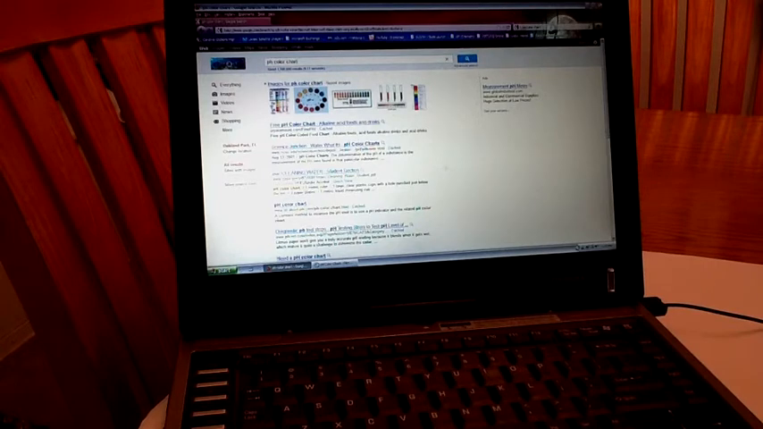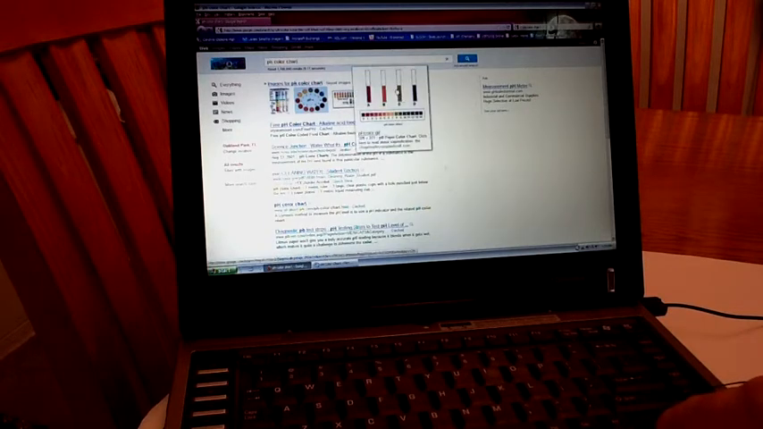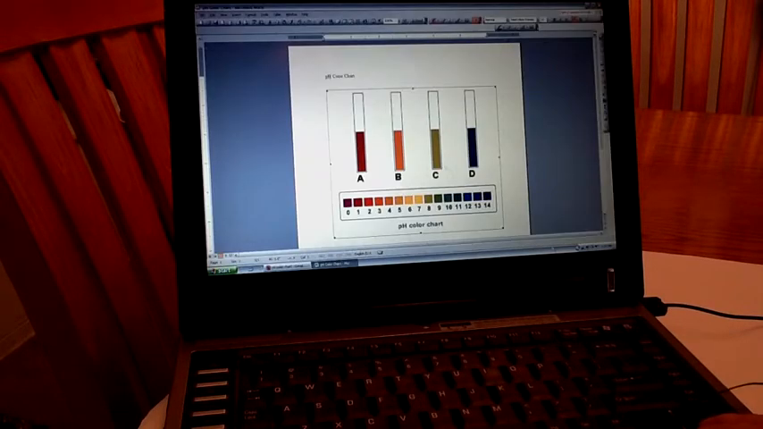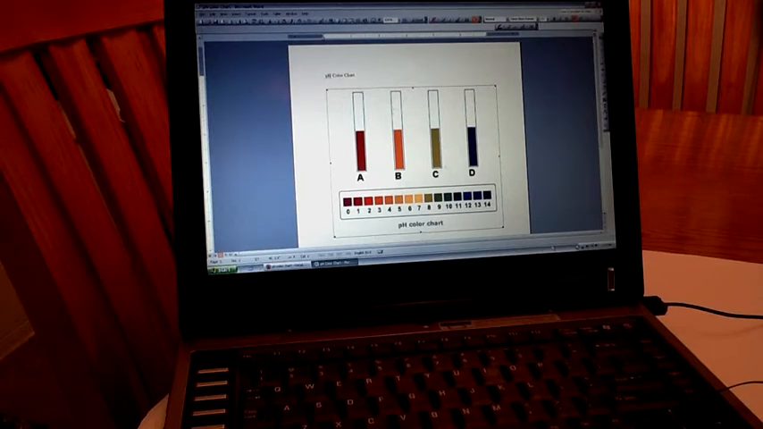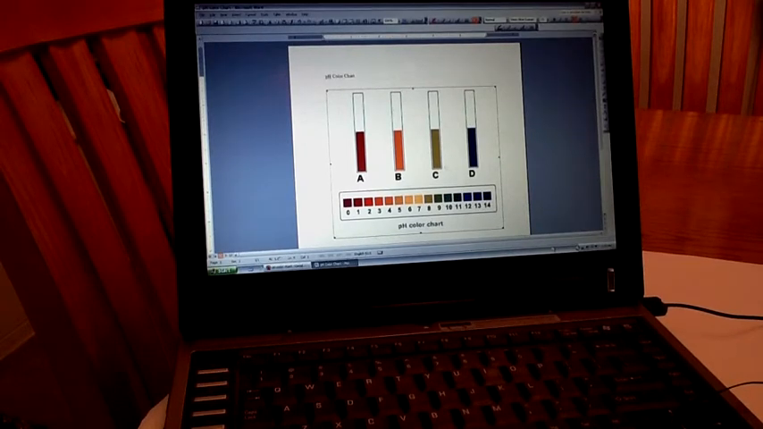One of the first things you can do is get your computer on, Google pH color chart, and then I went over and I chose, I think I chose this one right here. I copied it into Word, made it bigger so I could use it to hold the papers up against the screen of my computer when I was testing the different solutions.